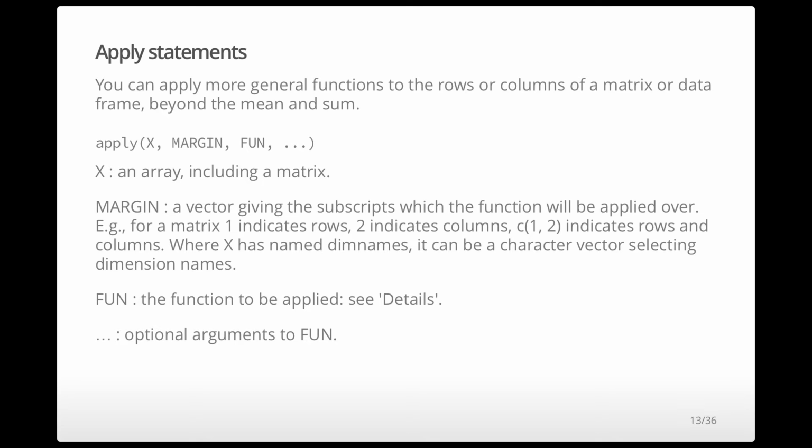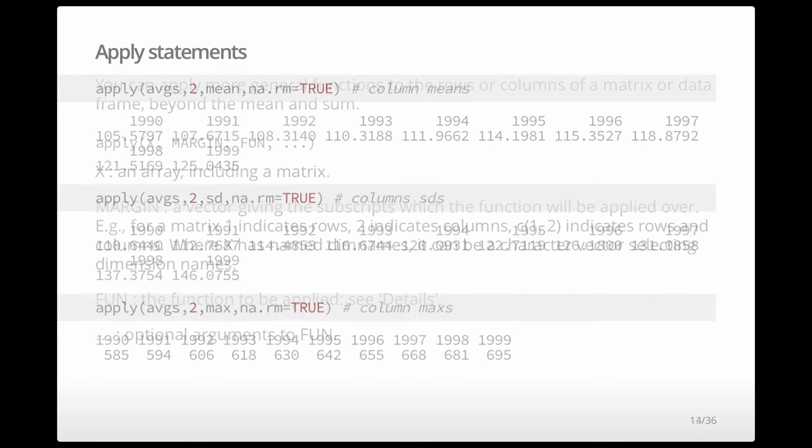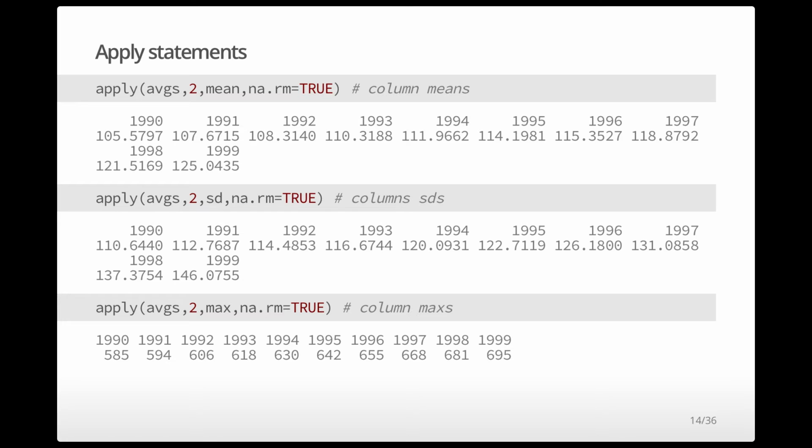The function to be applied. So if I said apply averages to mean, note we're using the averages data set, because if we do this over each row where we had some character data, you can't take a mean of that. Where we had the country names, we can't do that. So we're using the averages where it's 1990, 1991, all the way to 1999.